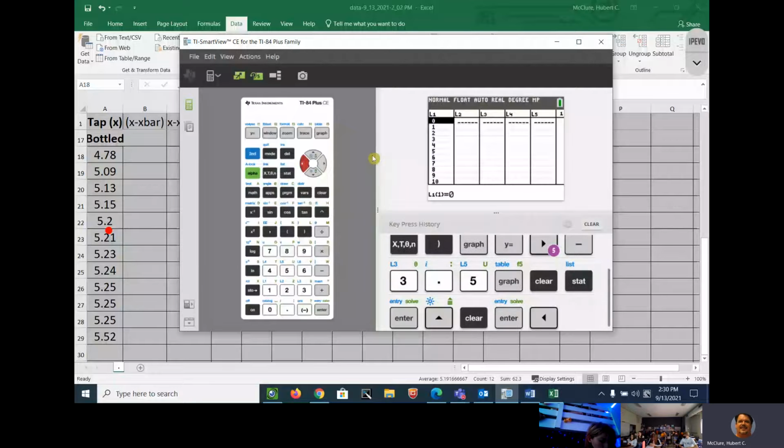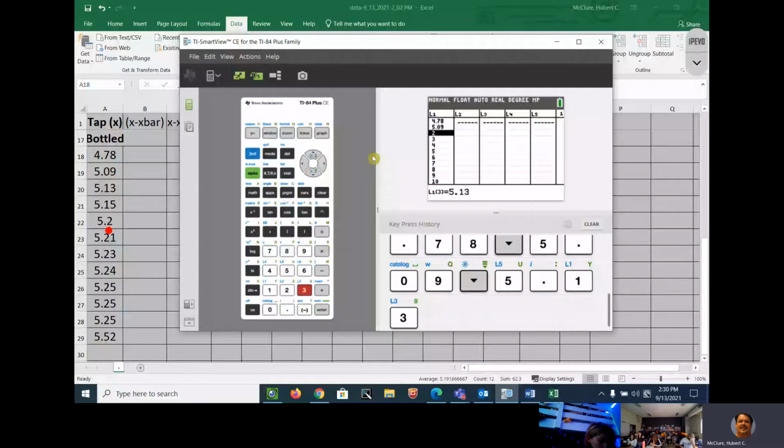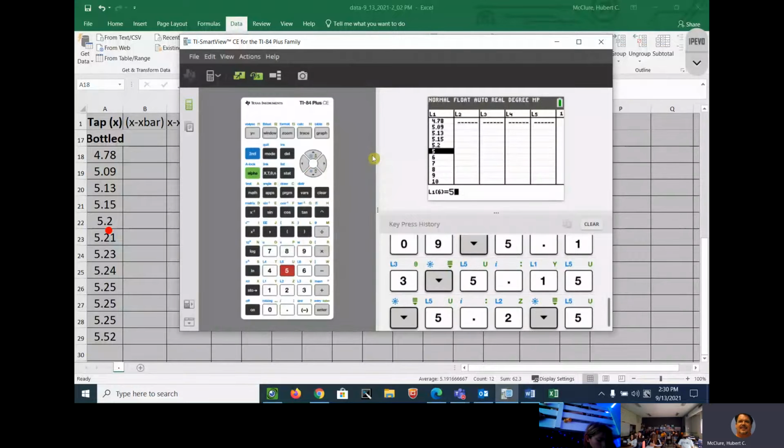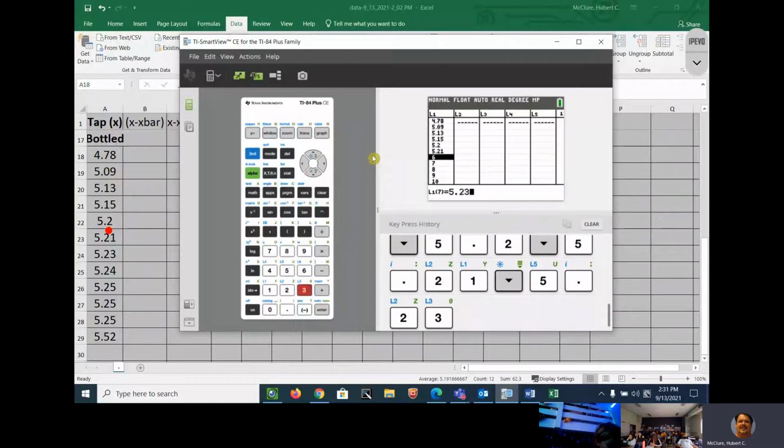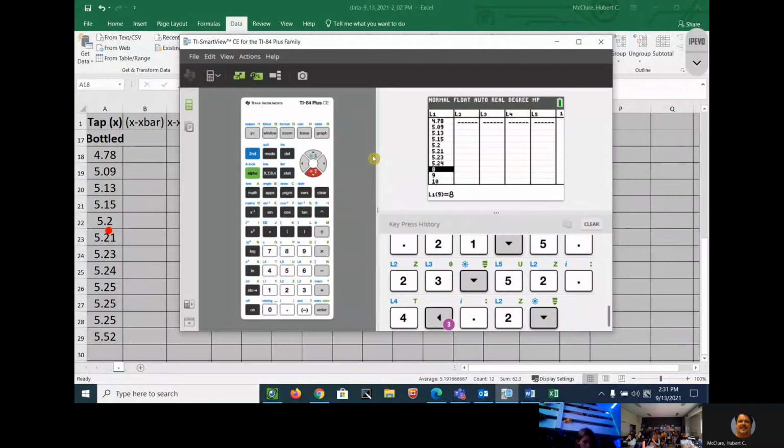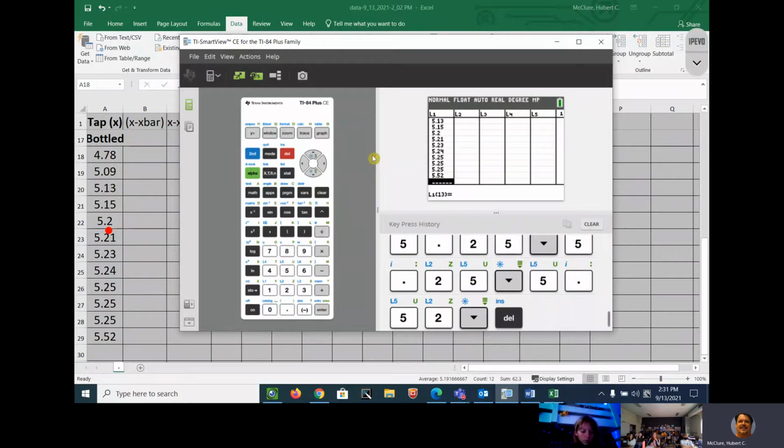4.78, 5.09, 5.13, 5.15, 5.2, 5.21, 5.23, 5.24. That ain't right. 0.24, 5.25, 3 times, and 5.25. I think 5.25 is our, and 5.52. Y'all good? Yes, sir.